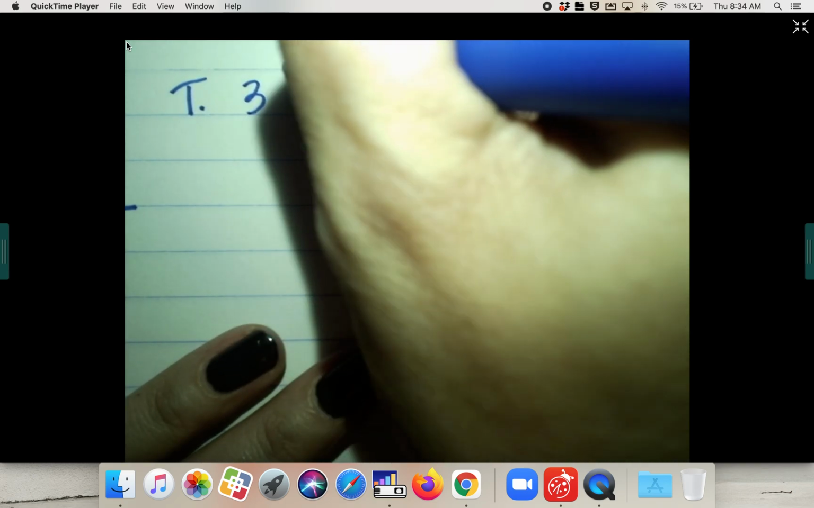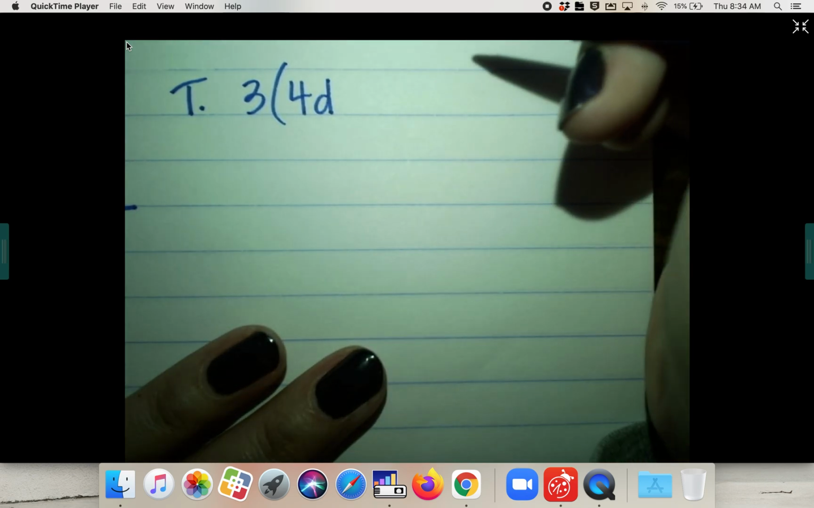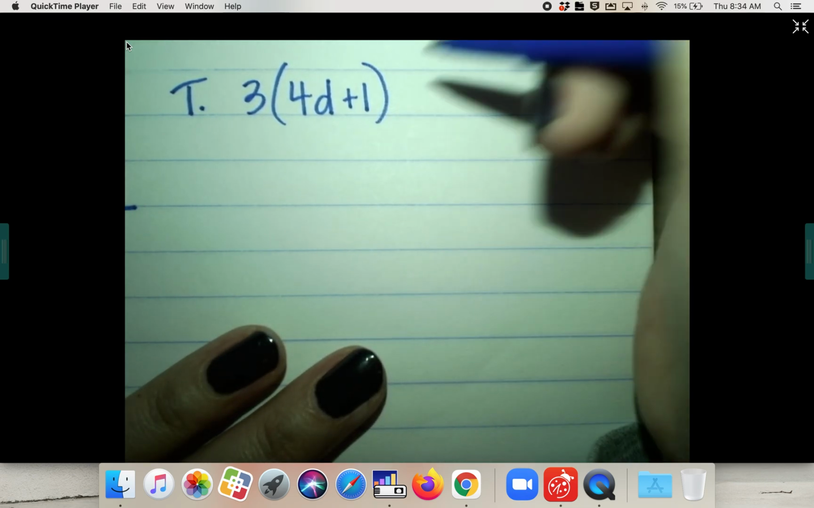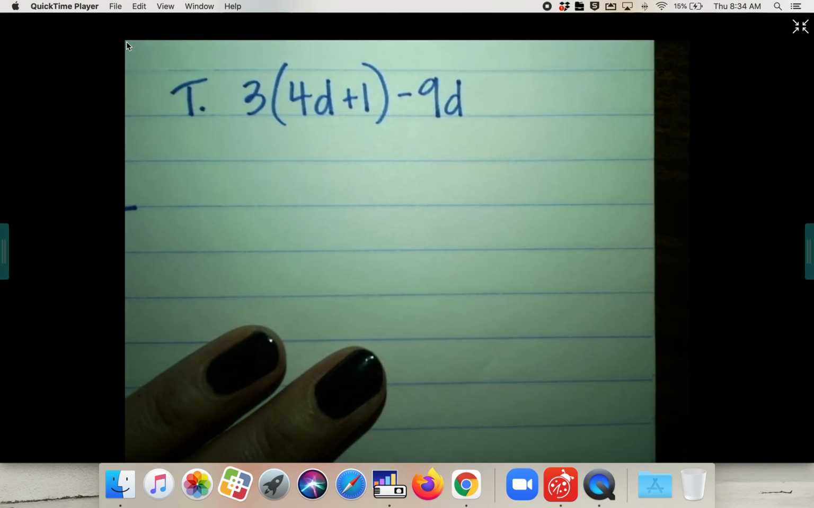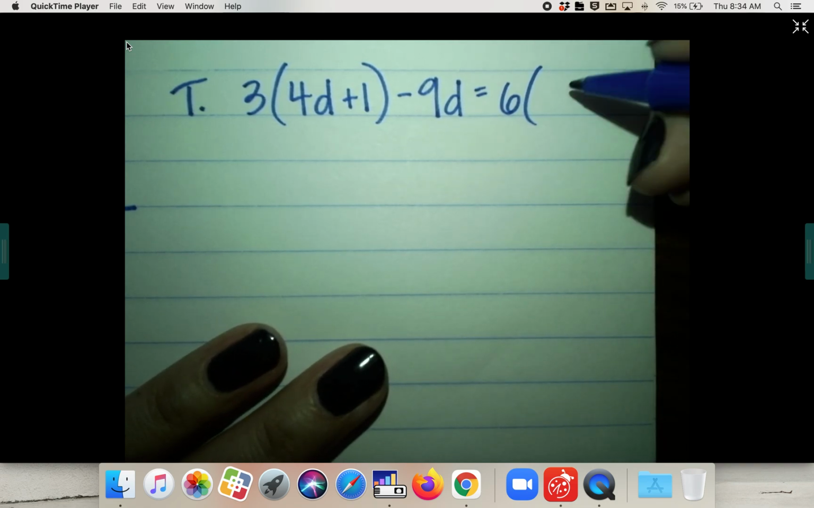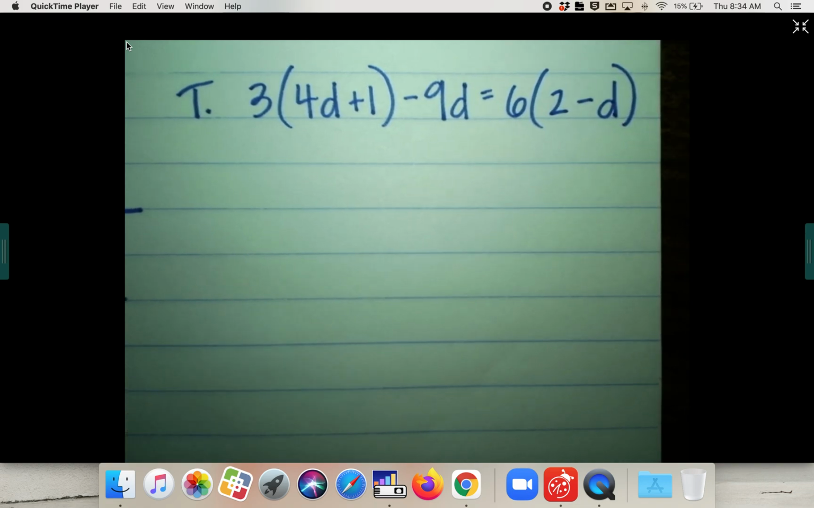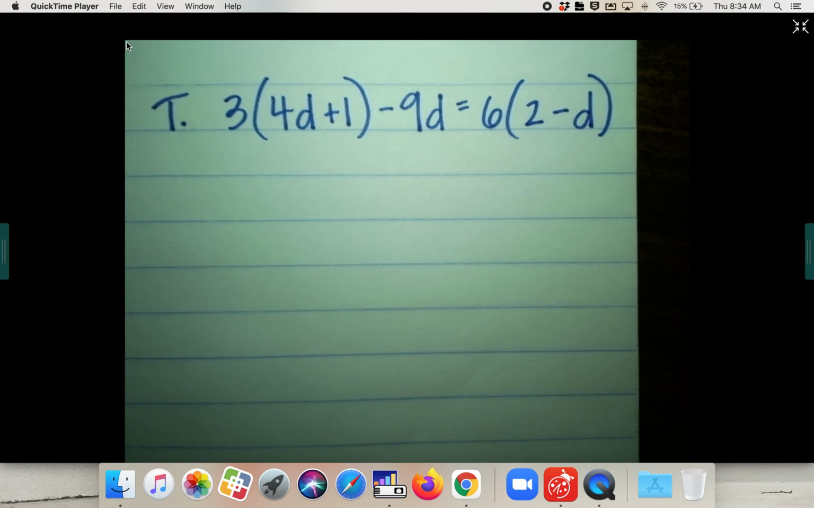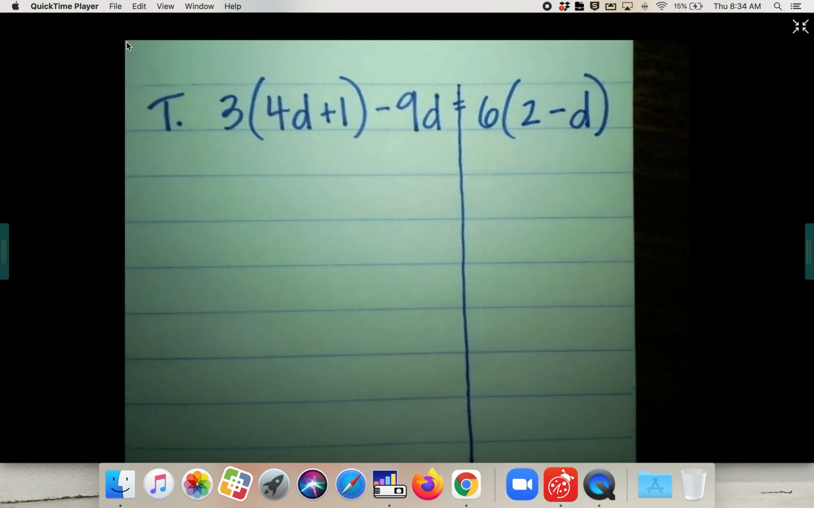All right, 3 times the quantity 4D plus 1 minus 9D, not 90, but 9D, equals 6 times the quantity 2 minus D. All right, T is almost always a really good choice, though, in Hangman, because that's a pretty commonly used consonant.